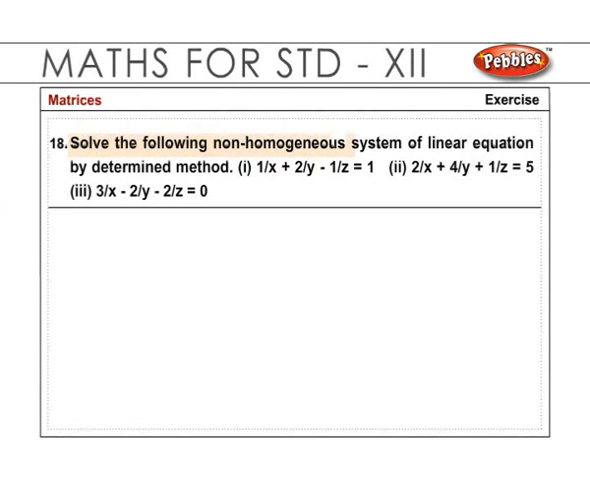Solve the following non-homogeneous system of linear equation by determinant method. 1 by x plus 2 by y minus 1 by z is equal to 1. 2 by x plus 4 by y plus 1 by z is equal to 5. 3 by x minus 2 by y minus 2 by z is equal to 0.